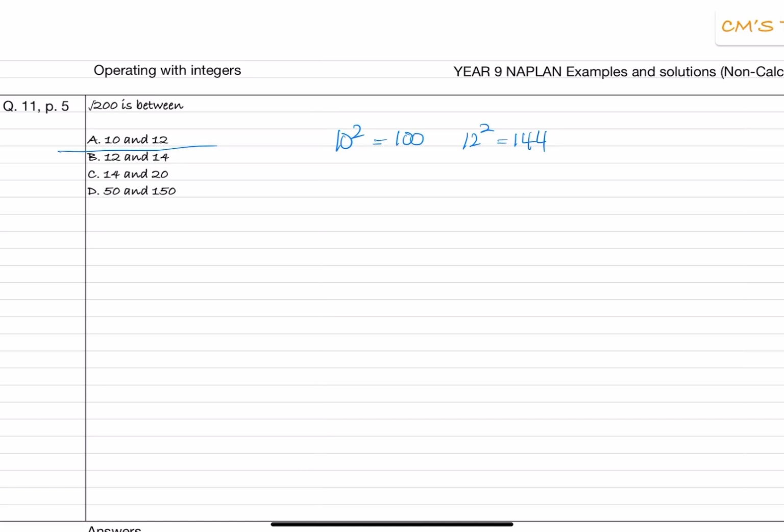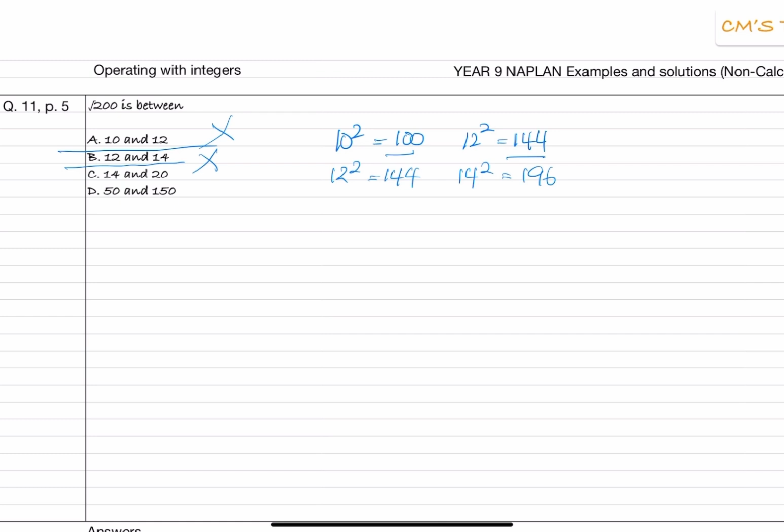So is 200 between 100 and 144? Oh, it's over, way over. So our option is out. We could try option B. What about 12 squared? We know 144. What about 14 squared? Well, it's 196. So is 200 between it? Nope. Option B is out.